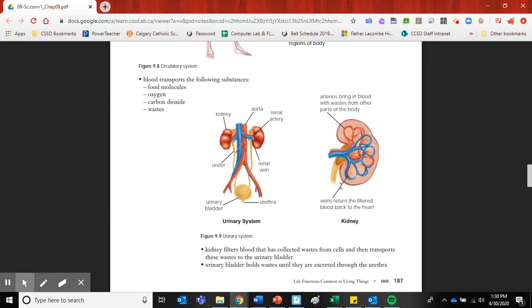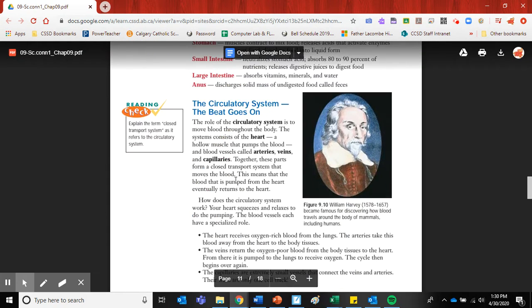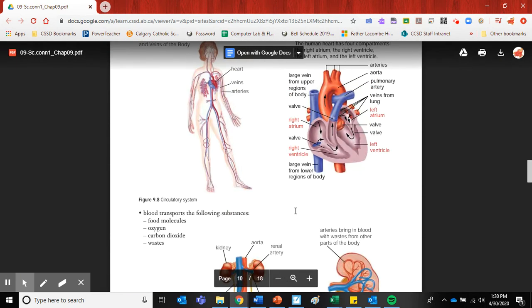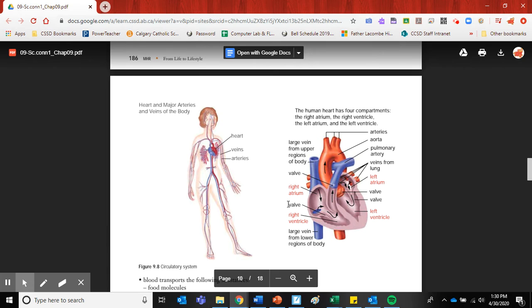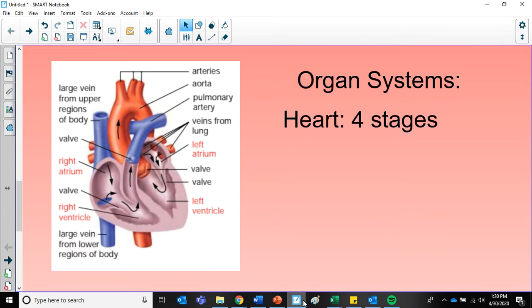We have the urinary system, the kidneys working with it, and then we go into a little bit more detail on the digestive and circulatory systems and how they all work together. So there's lots of details on these organ systems and how these systems work together to create a larger organism to thrive and stay alive. So in your notes, give it a quick summary. Here, I just want to focus on the heart and the 4 stages and how do we move blood around.